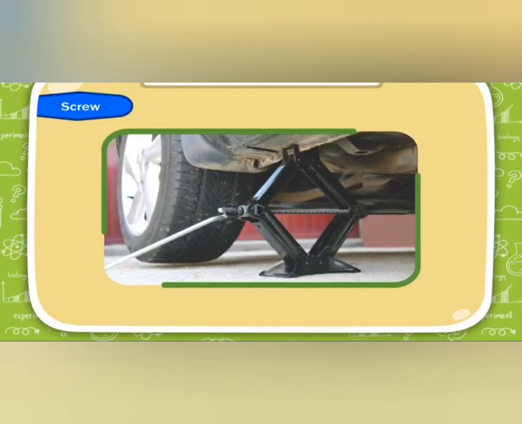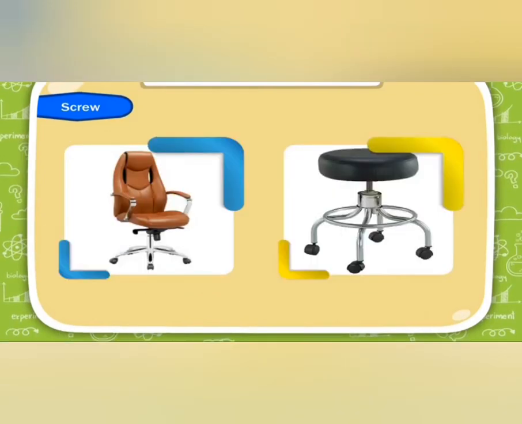The screw jack used to lift cars for repairs also works on the principle of a screw. So, you can find screws in movable chairs, movable tables, and our school benches too, which attach two things together for a long time. So that is about simple machines and the different types of simple machines.